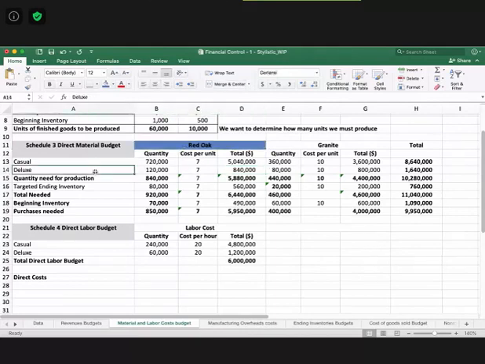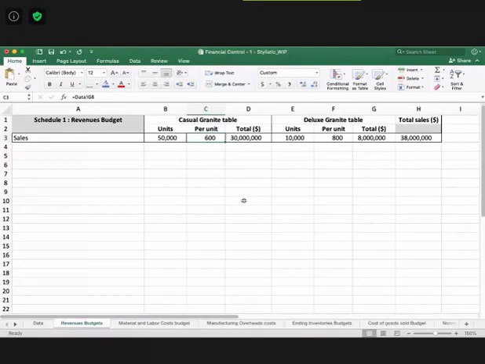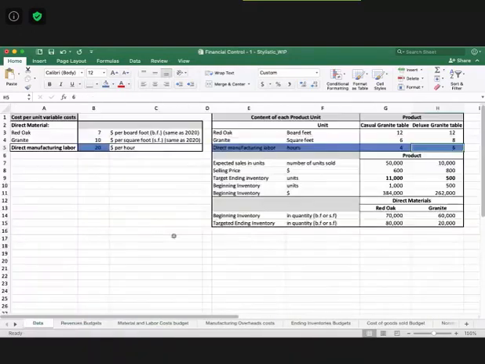Since it's a direct cost, it's not a big problem because we know the cost per unit of this raw material. For example, red oak, we have it here: 7. So each time we use one unit, one board foot of red oak, of course, it's like we have a cost of $7 that we allocate to our product.